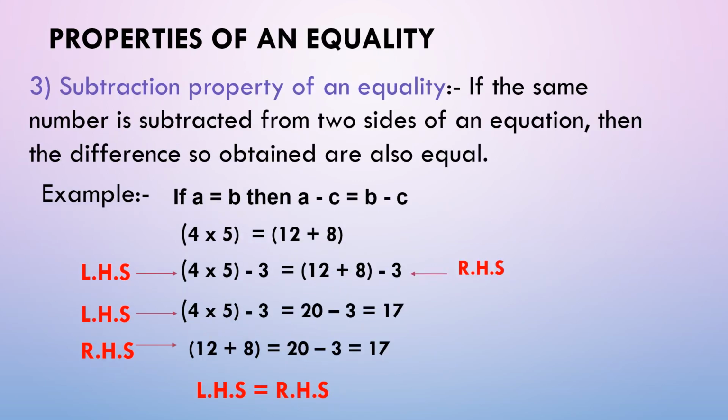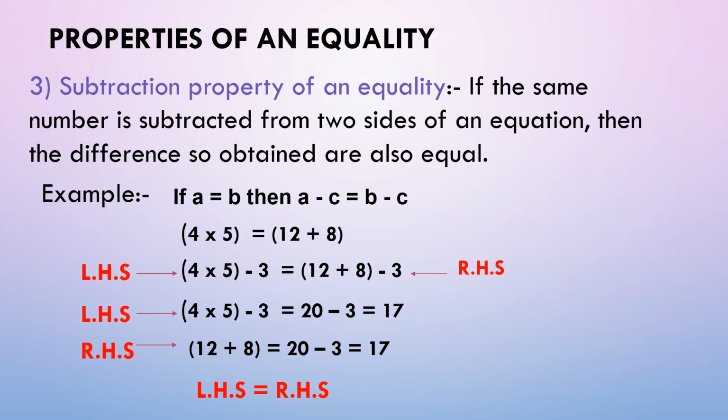Now the third property is the subtraction property of equality. If the same number is subtracted from the two sides of the equation, then the differences so obtained are also equal. For example, if A is equal to B, then A minus C is equal to B minus C. Now here LHS is what? 4 into 5 and RHS is what? 12 plus 8. Now you have to subtract 3 on both sides.